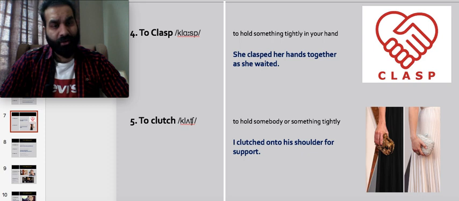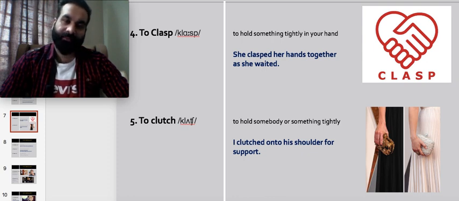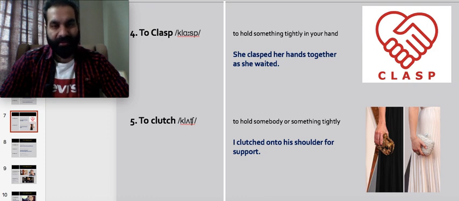The next word, to clutch. To hold somebody or something tightly. It's like that. I clutched onto his shoulder for support. Yeah, I clutched onto my motorbike to make it run more faster.